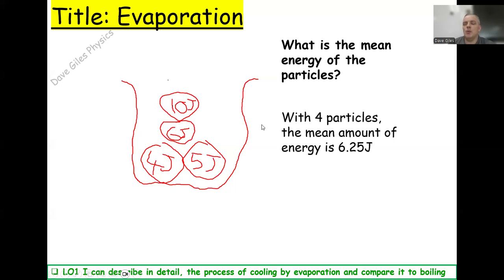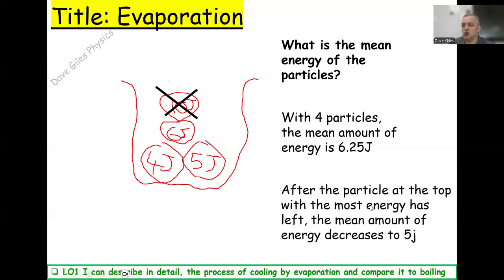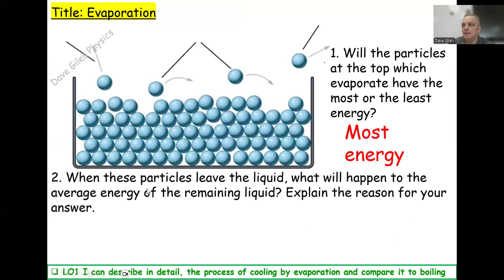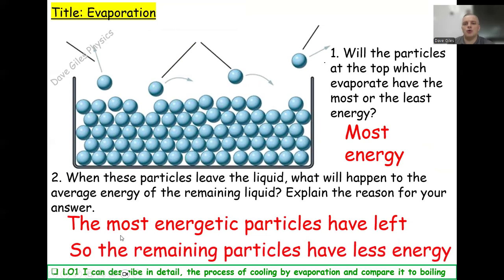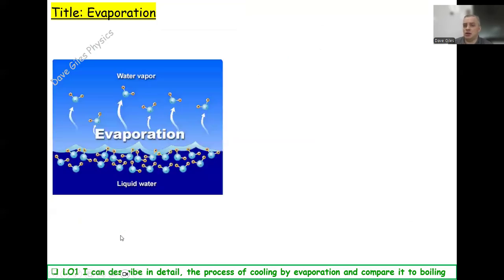Now, we said earlier, the ones with the most energy are at the top, and they're the ones that evaporate. So let's say we lose this one particle. So after the particles at the top with the most energy has left, the mean amount of energy has decreased to 5 joules. So the amount of energy has reduced because we've lost the most energetic particles. Okay. So to answer this question, the most energetic particles have left, so the remaining particles have less energy.